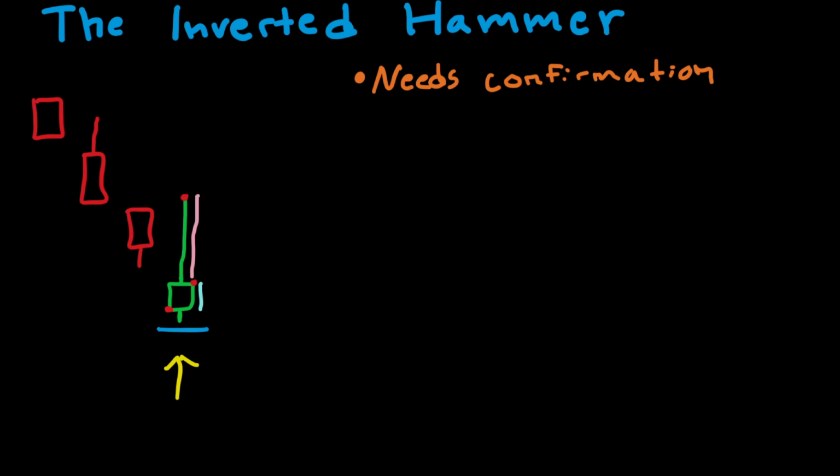So the inverted hammer basically shows that the bears hesitated to move the price downwards, but we need some form of confirmation. A confirmation would look something like this. If we get a candle that opens and closes above the previous real body, that is a strong confirmation.